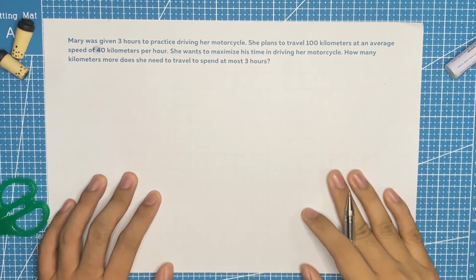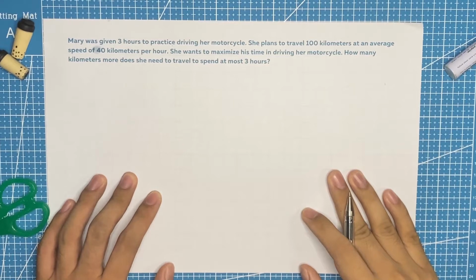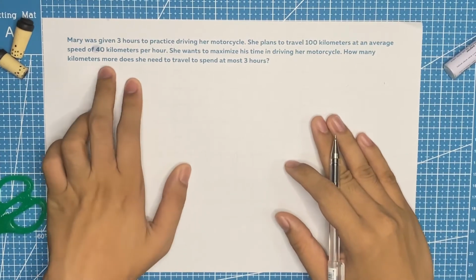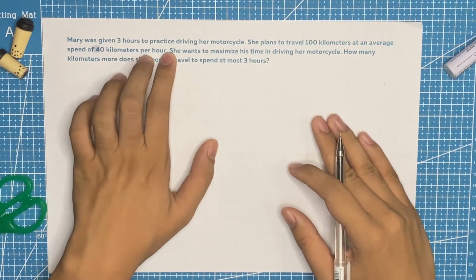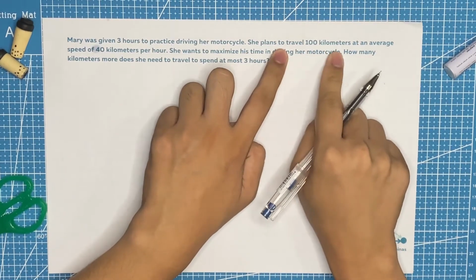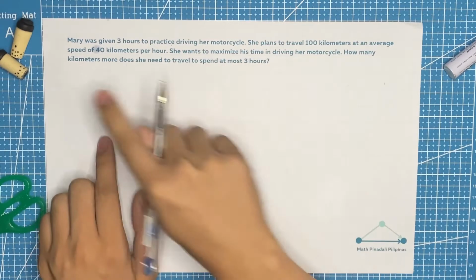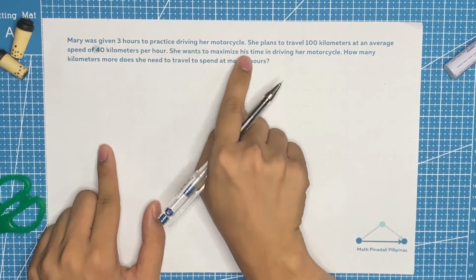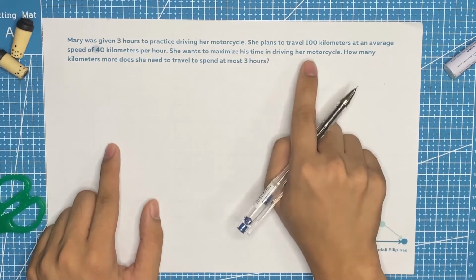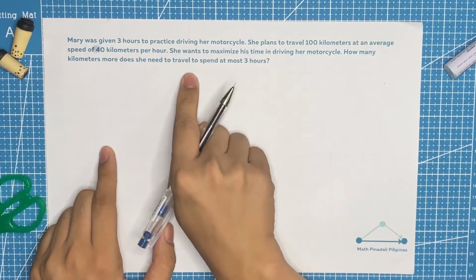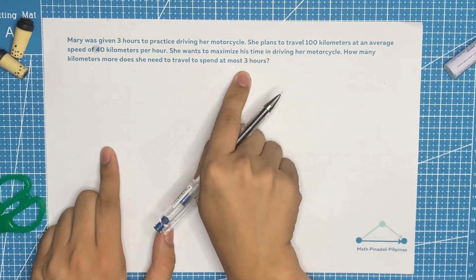In this video, we are going to solve a word problem that involves inequalities. So the problem goes this way. Mary was given 3 hours to practice driving her motorcycle. She plans to travel 100 kilometers at an average speed of 40 kilometers per hour. She wants to maximize her time in driving her motorcycle. How many kilometers more does she need to travel to spend at most 3 hours?